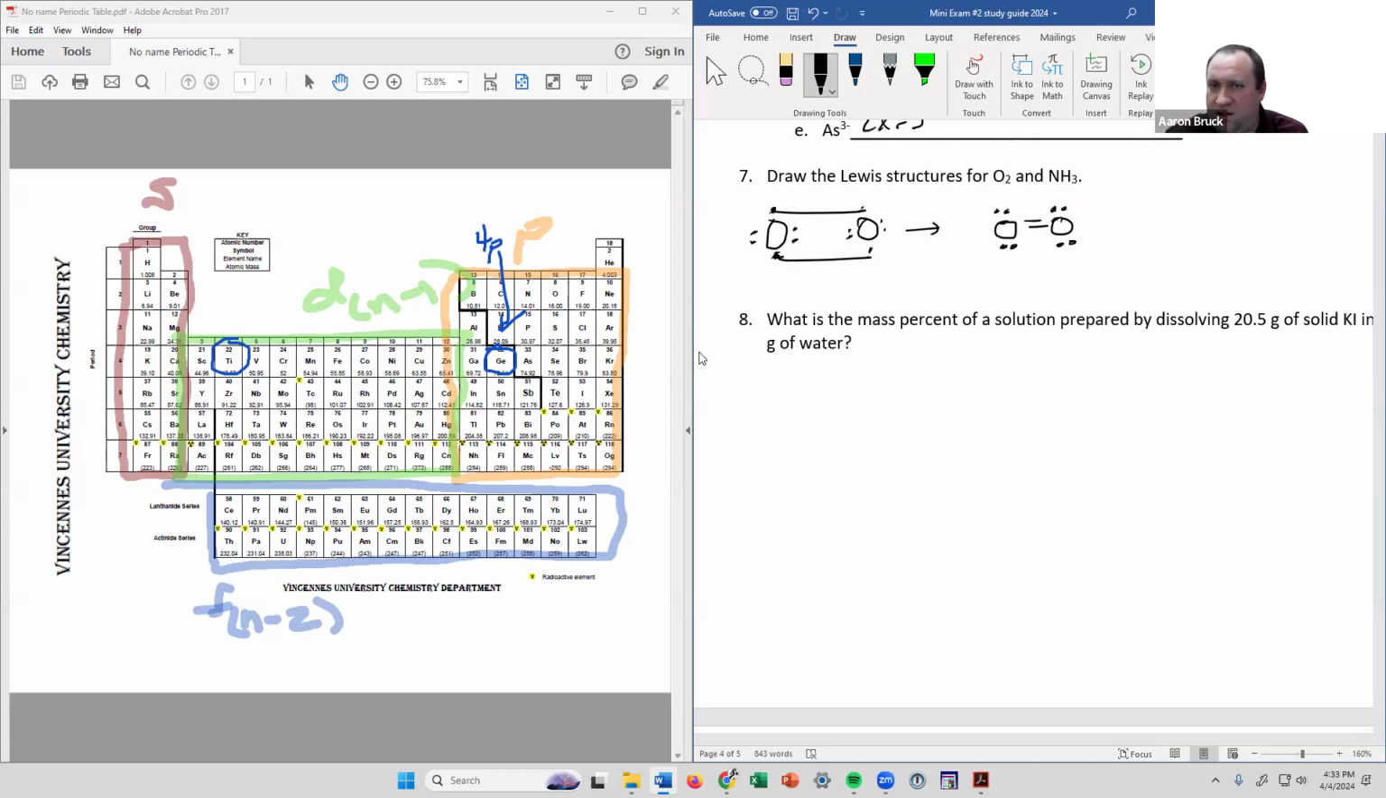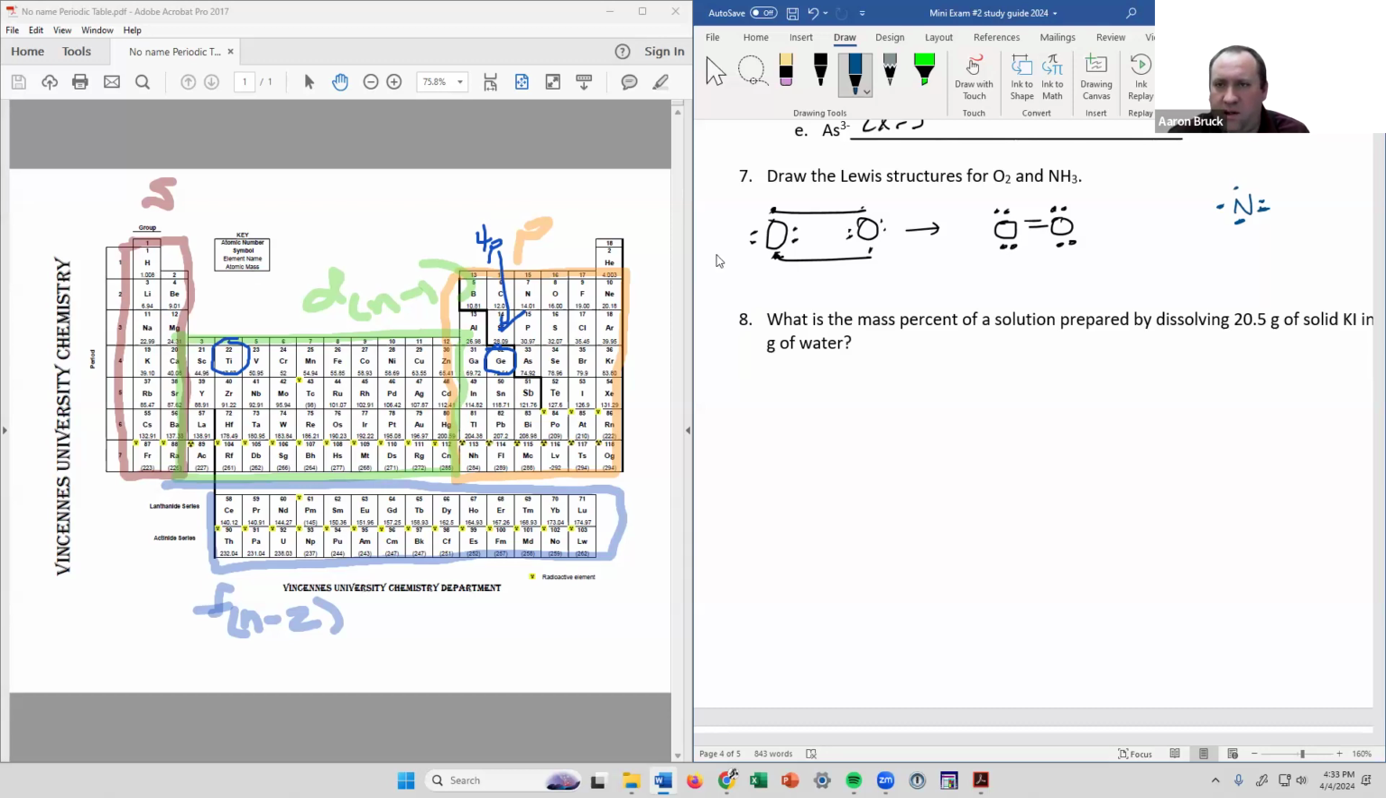Does this satisfy the octet rule? Yeah, 2, 4, 6, 8 for each oxygen. So it's playing along very nicely with the octet. For ammonia, nitrogen is in group 15, so it's got 5 valence electrons. 1, 2, 3, 4, 5.